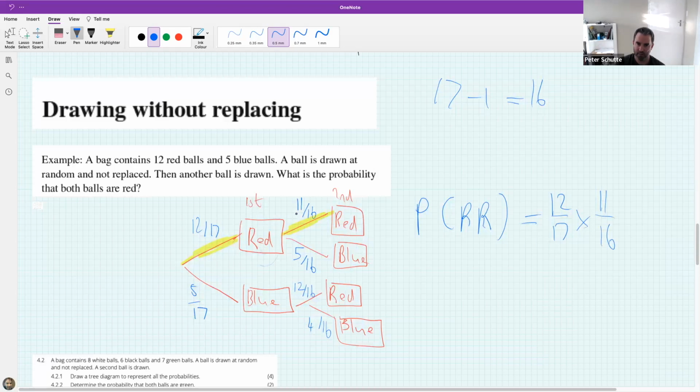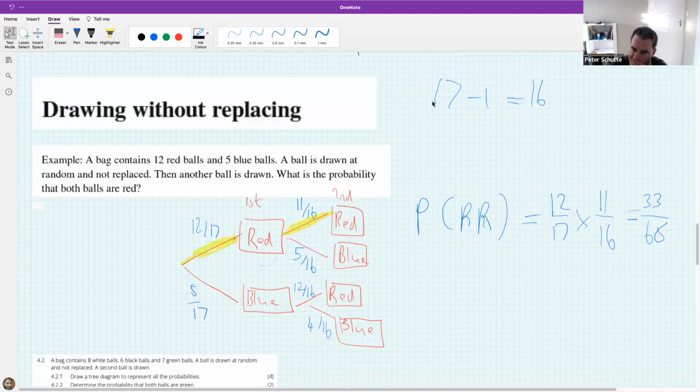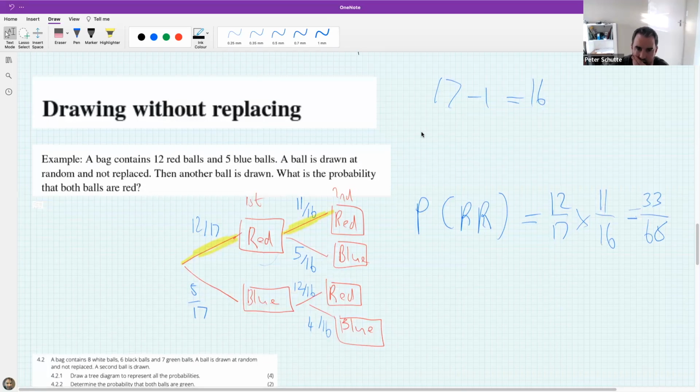If you look along here. Now, if I put that into my calculator, the calculator is saying I get 33 over 68. And so the probability of getting red, taking it out, and then another red is 33 over 68. Give me a thumbs up if you followed that example. Give me a thumbs down if you didn't follow it. We're going to do another one now, so don't worry if your thumbs are down. I just want to make sure that's okay.